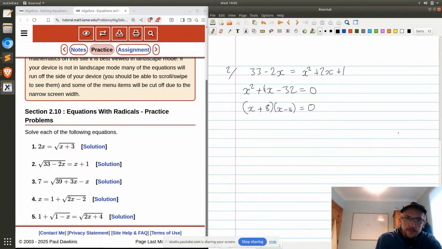Right? And x is -8 or 4. Okay. But check. Okay, 33 take away 8 is 25, whose square root is 5, and so 4 is valid. But -8 is not.